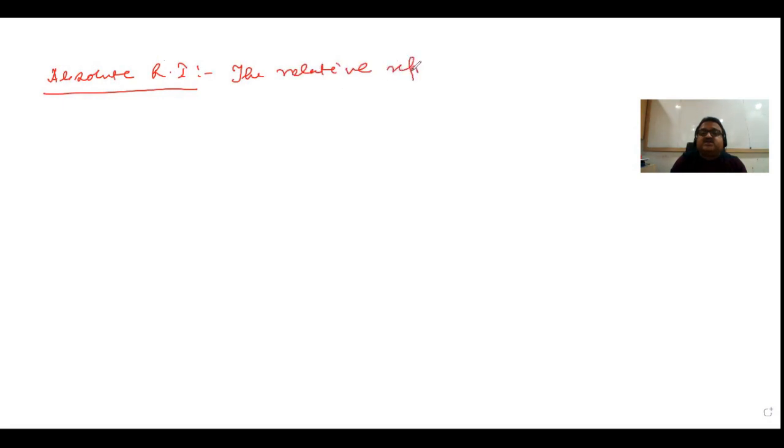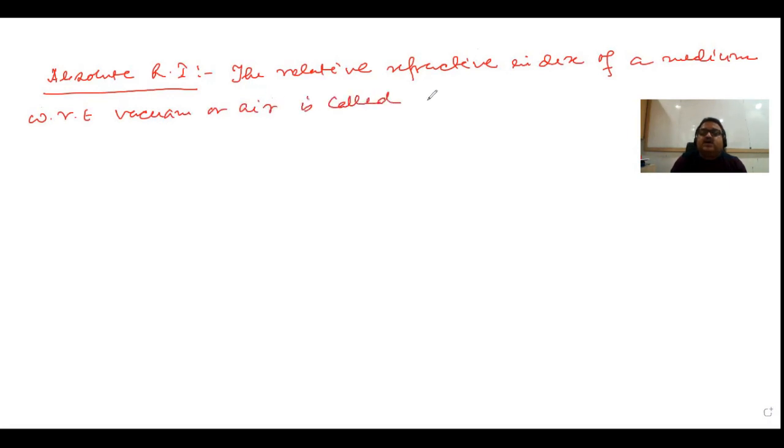The relative refractive index of a medium with respect to vacuum or air is called the absolute refractive index of that medium.